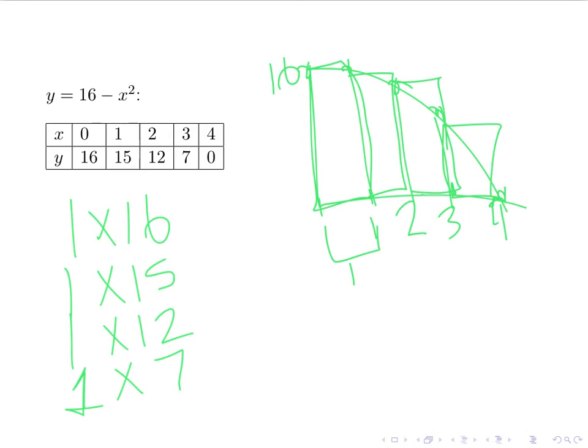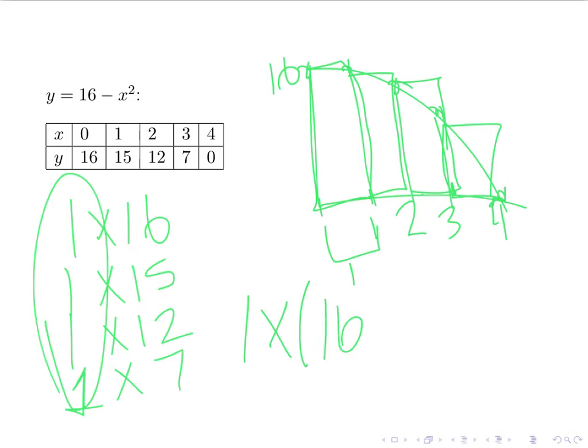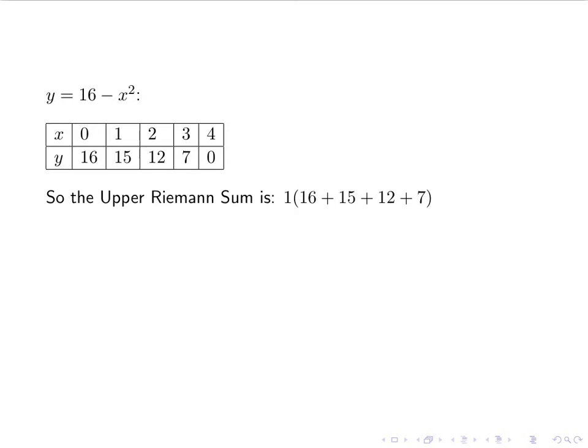In my next step, I'm just going to take out all my 1s. So I'm going to do 1 times, and then add up the heights of my 4 rectangles. So that's what we have here: one dimension, the base or the width or the length, whatever you want to call that, of the rectangle, times the heights of those 4 rectangles. And again, those are the numbers from the upper Riemann sum. If I add all those together and multiply by 1, I get 50.